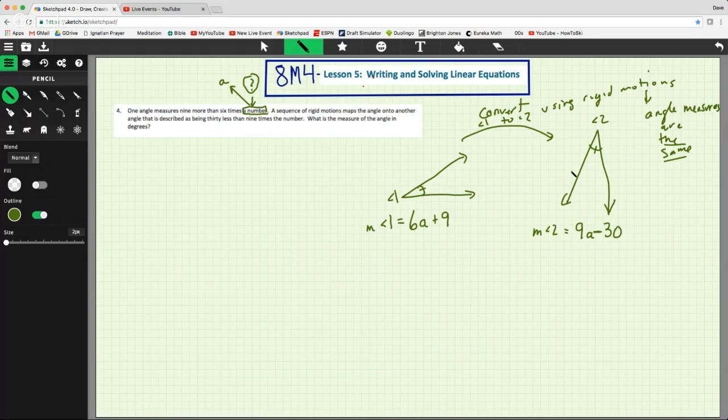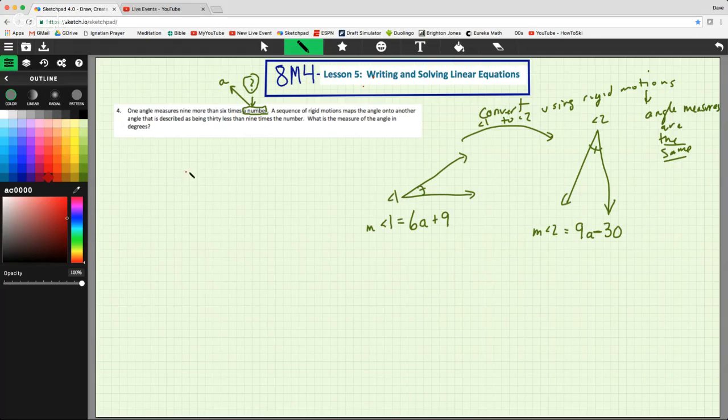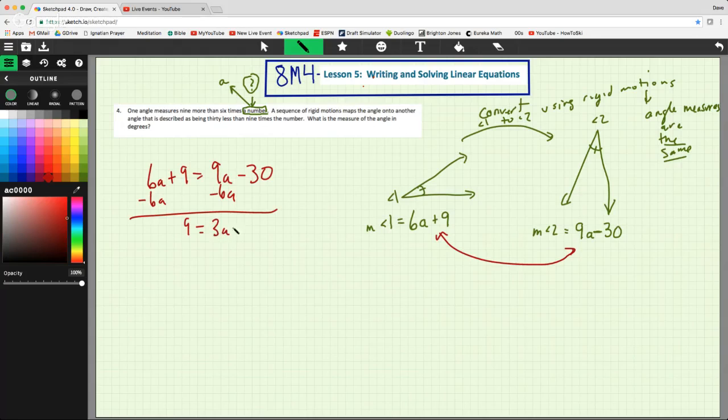And we know that the angles are the same. So we do the same thing that we did on the last equation. We're going to set these equal, because I know that angle 1 and angle 2 are the same, because I got from one to the other using rigid motions. So let's say 6a plus 9 equals 9a minus 30. Well, let's do our algebra. We're going to subtract 6a from both sides, and we get 9 equals 3a minus 30.